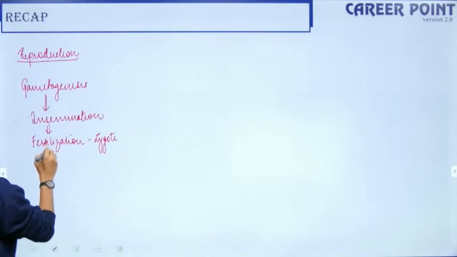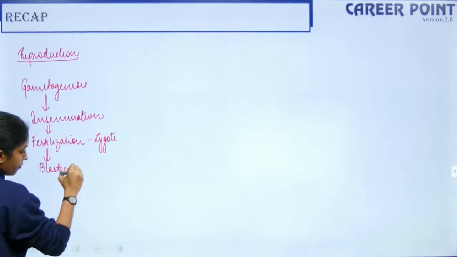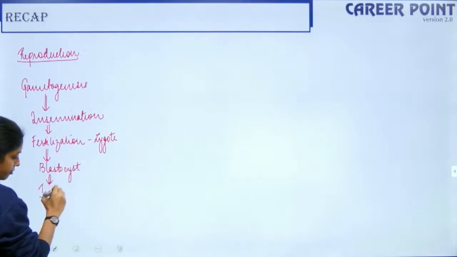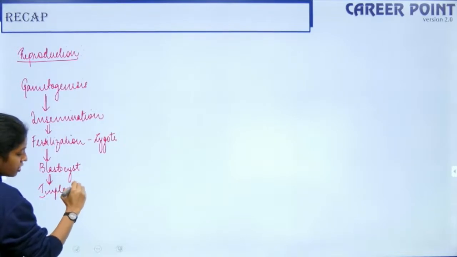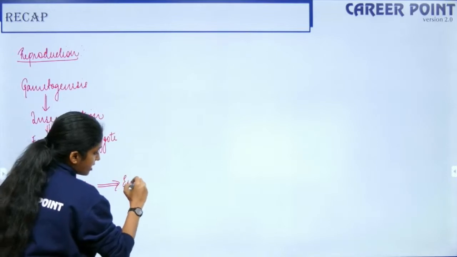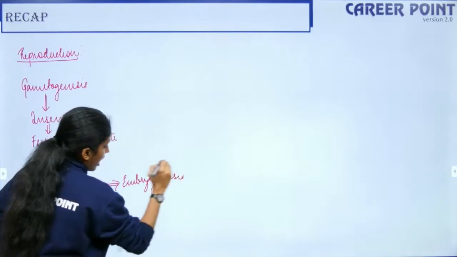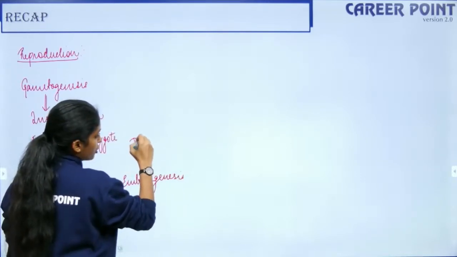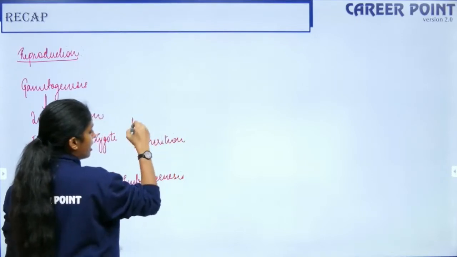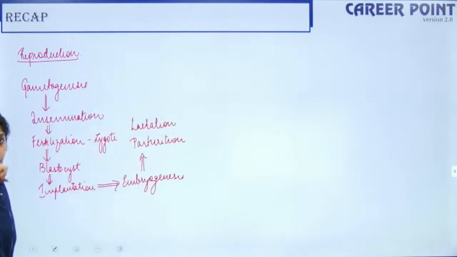After fertilization, it undergoes a stage known as blastocyst, a series of divisions. After that, it gets implanted. After implantation, you have the development of the embryo, which we call embryogenesis. And finally, we have your parturition, that is child delivery. This is followed by lactation. So these are the stages of your reproduction.